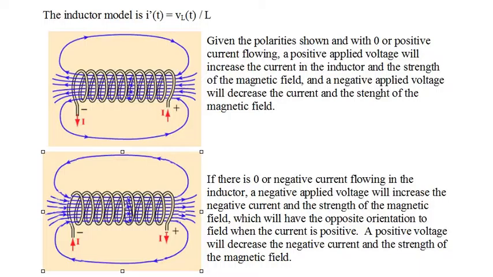Looking at the top diagram and with the terminals labeled as shown, a positive voltage increases the current and the magnetic field becomes stronger. A negative applied voltage causes the magnetic field to collapse. When the magnetic field is collapsing, it supplies energy to push the current in the same direction it is flowing and against the negative voltage. In the bottom diagram, negative current is flowing in the inductor, which is increased by a negative applied voltage and decreased by a positive applied voltage.